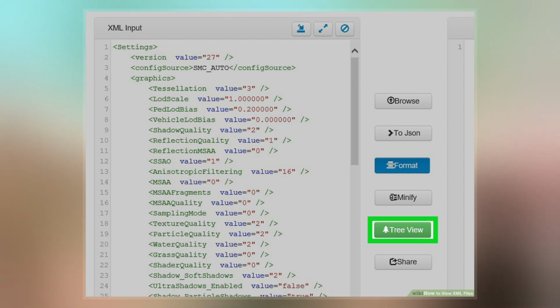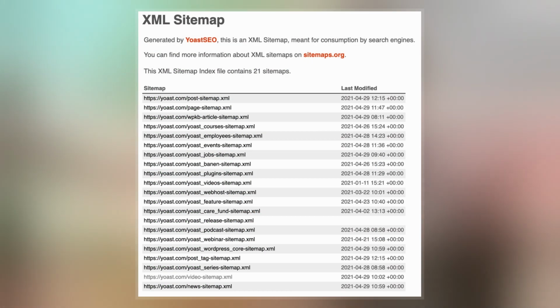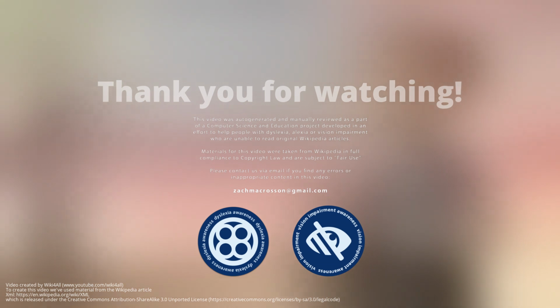The main purpose of XML is serialization, i.e. storing, transmitting, and reconstructing arbitrary data.